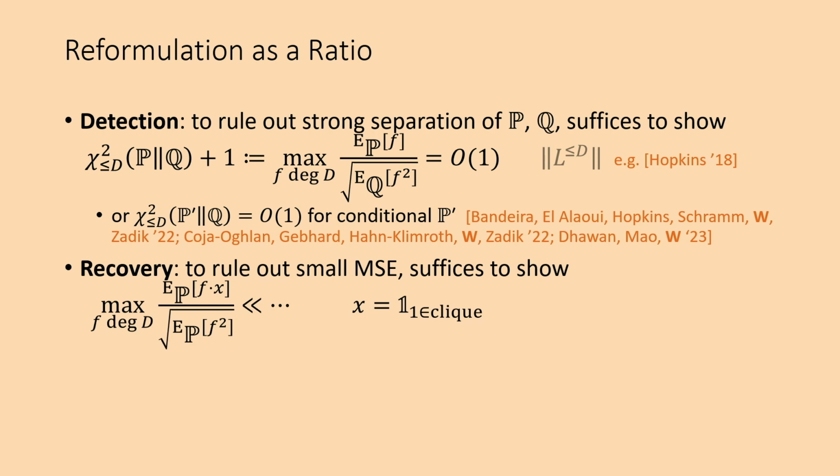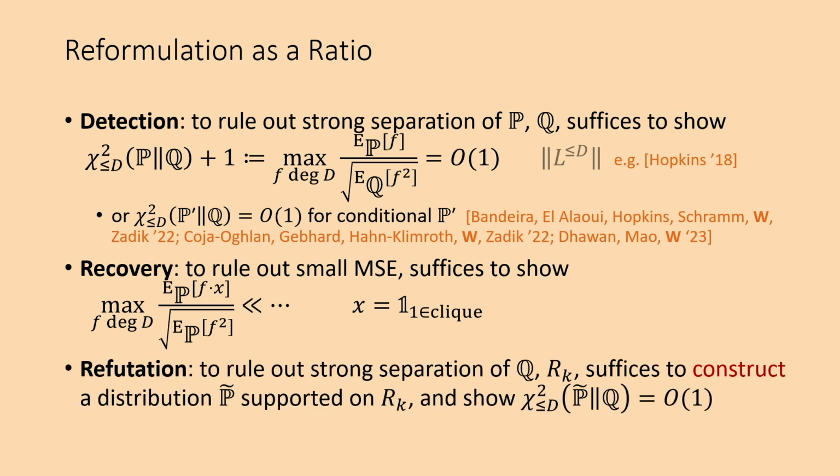OK, moving on to recovery. Luckily, we can pose it in a similar way. If we want to show that no polynomial can have a good mean squared error, it suffices also to prove some upper bound on a ratio like this. But now we are maximizing over polynomials of how much it correlates with the true thing we're trying to recover, appropriately normalized with respect to its fluctuations. These things are all set up so that if I multiply my polynomial by 1,000,000, I don't gain anything.